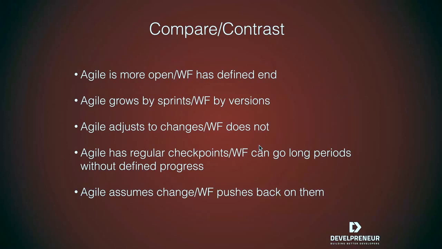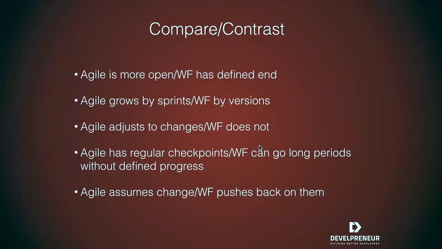Agile, again, adjusts to changes. If requirements change along the way, Agile is going to just take that in stride and say, yep, we knew that was going to happen, so it makes its adjustments and moves on. Waterfall does not do that. Waterfall, by its approach, says, we have our requirements. They're not going to change. This is what it is. Design, move forward, get done.